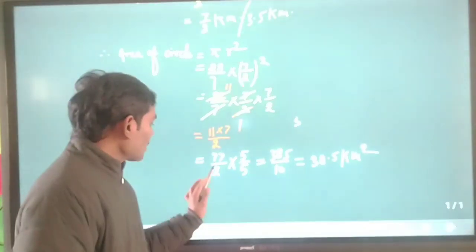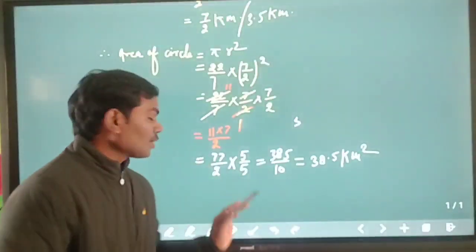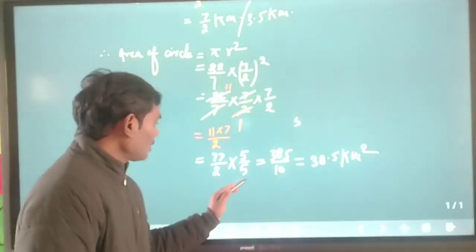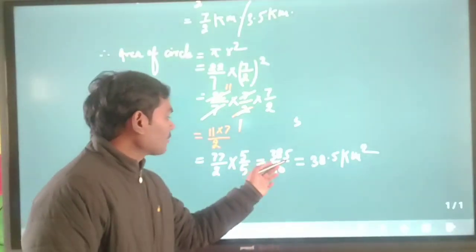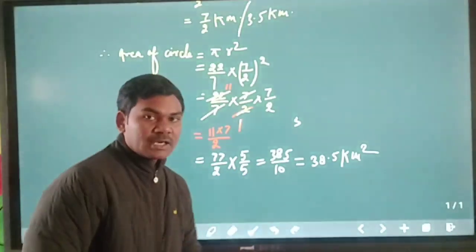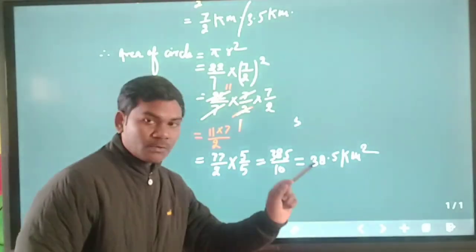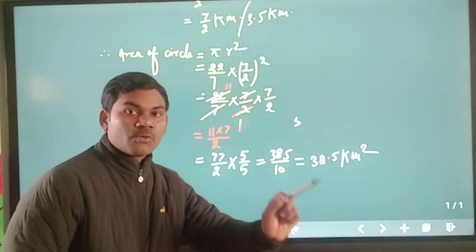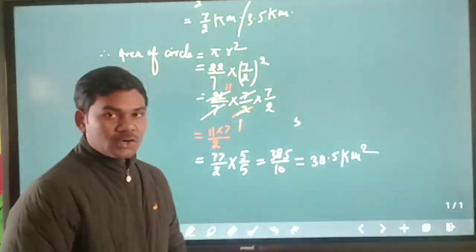In order to make 77 by 2 in the form of decimal fraction, we have to multiply by 5 and divide by 5 ourselves. We get 385 upon 10. Since 10 has 1 0, therefore the decimal will move from right to left by one digit, and we get 38.5 kilometer square, which is the required area of circle.